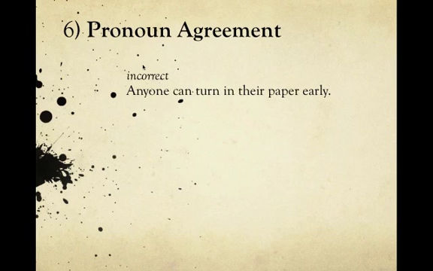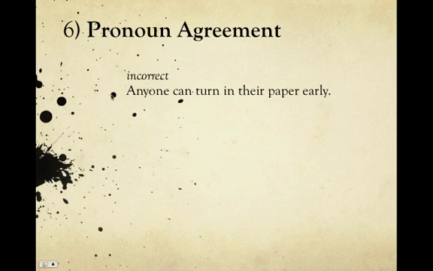You're probably looking at this going, once again, I don't know exactly what's wrong here. You'll see a sentence like this in advertisements on billboards. But if we're being technical about the grammar, and we are for this presentation, anyone is singular. It's one person. Their is plural. It's lots of people. Our pronoun does not agree.